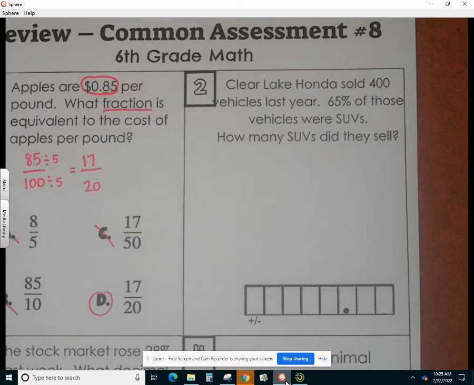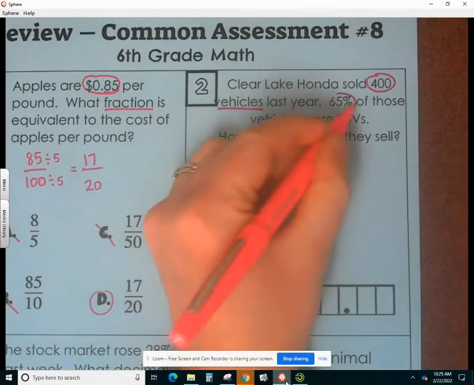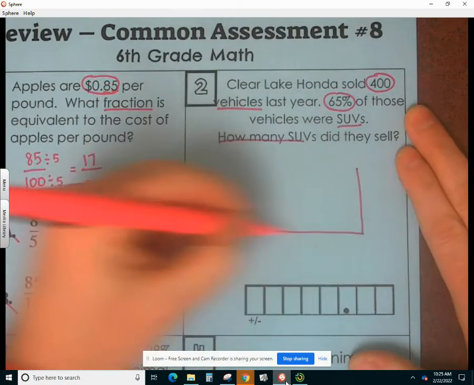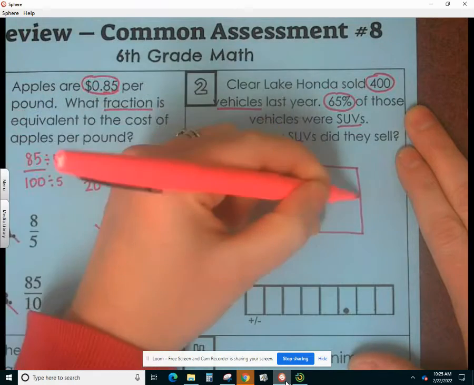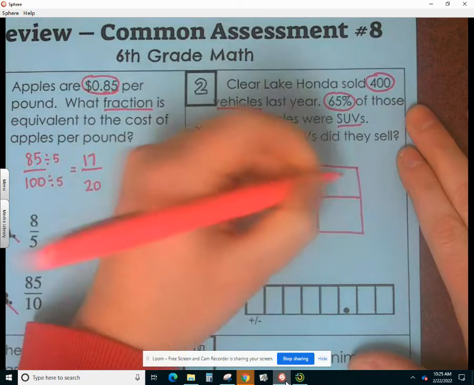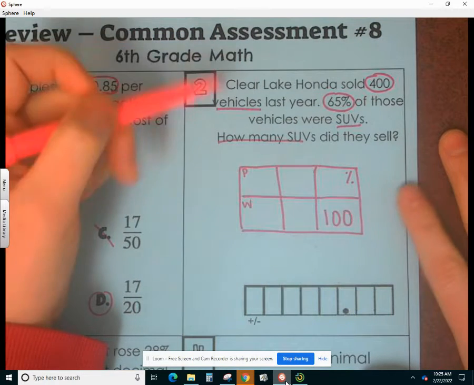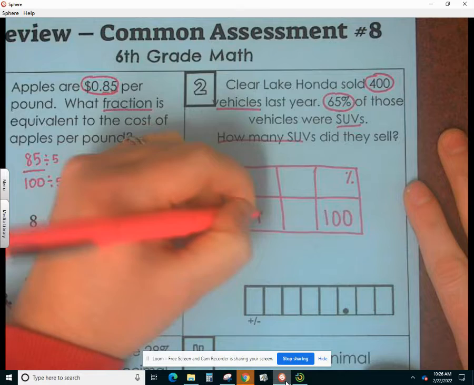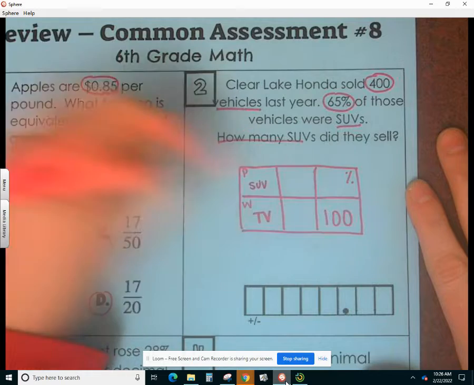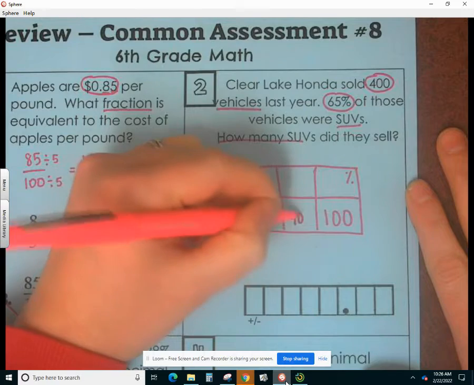Number 2, Clear Lake Honda sold 400 vehicles last year. So that's what they sold altogether. We know the percent that were SUVs, but we want to know how many SUVs, not just the percent, but the actual number. So remember, if it has the word percent or a percent sign, we can use a percent box, part, whole, percent over 100. So we know we're talking about vehicles, right? So total vehicles would be the whole. Only part of those vehicles were SUVs. And so the 400 wasn't how many SUVs, it was how many total vehicles.